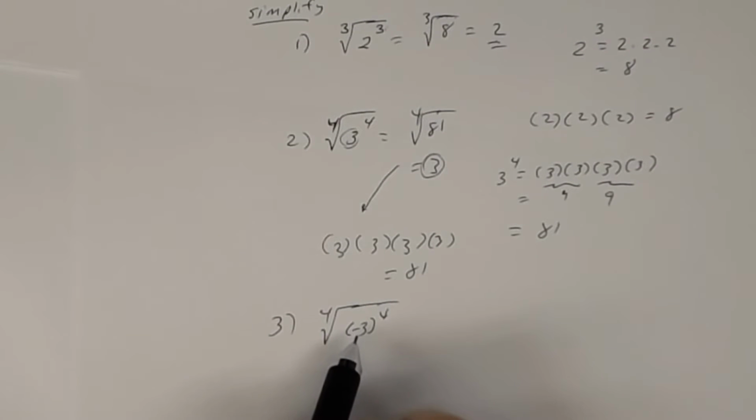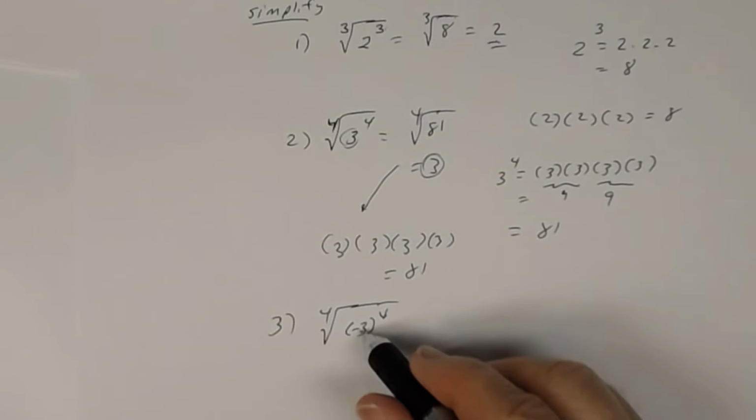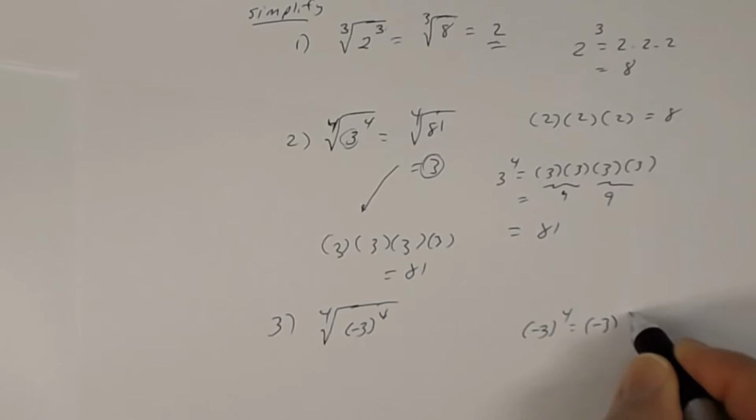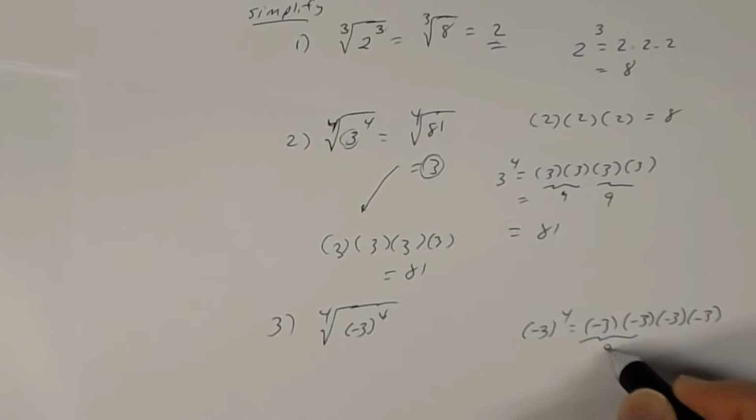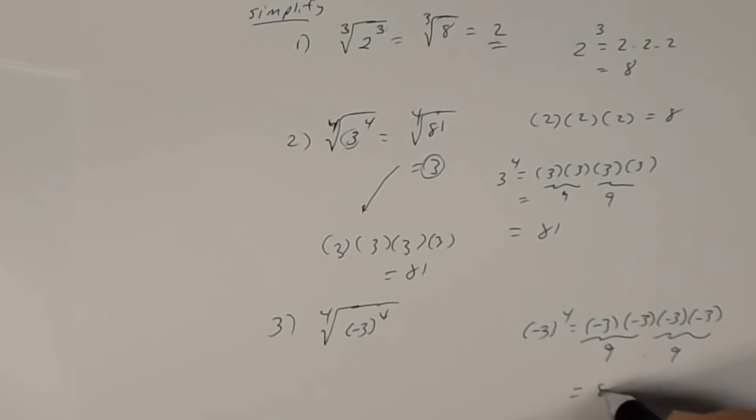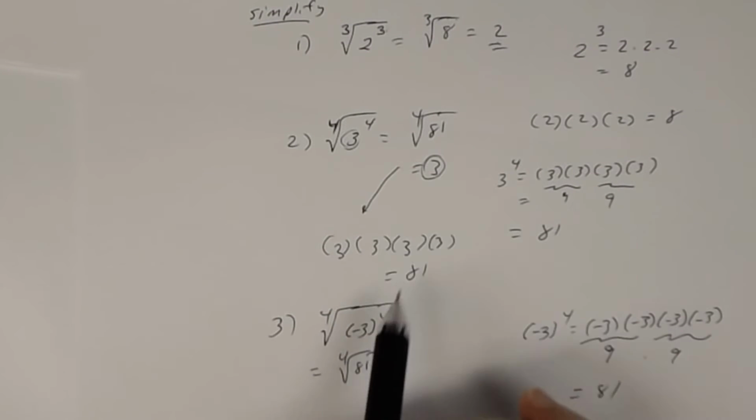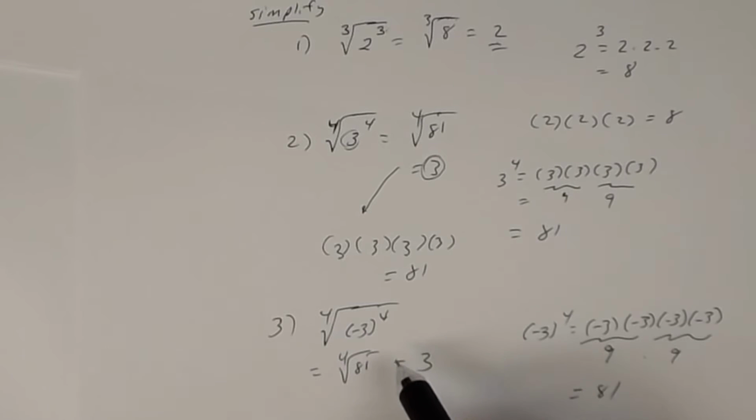All right, so let's think about this. So remember, the fourth root of negative 3 to the fourth. Negative 3 to the fourth means negative 3 times negative 3 times negative 3 times negative 3. Well, negative 3 times negative 3 is 9. Negative 3 times negative 3 is 9. 9 times 9 is 81. So this becomes the fourth root of 81, which, see, these are the same now, which we saw is just 3.